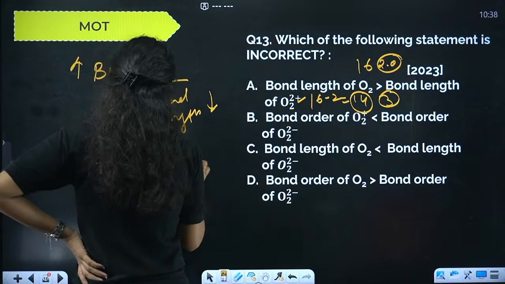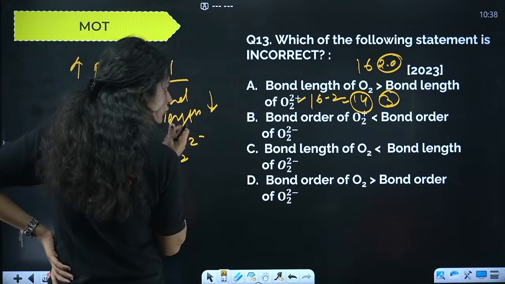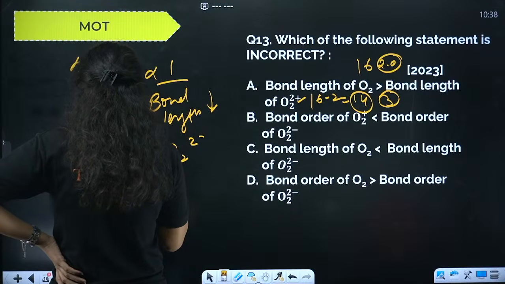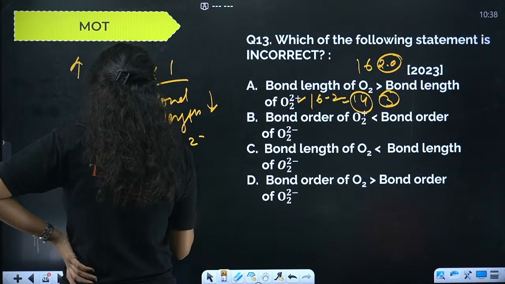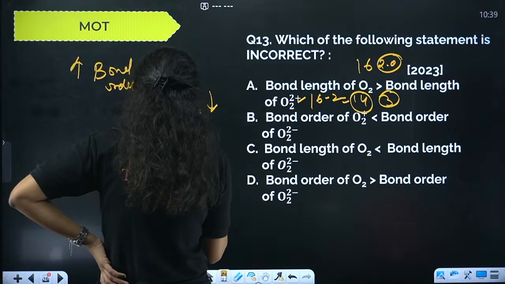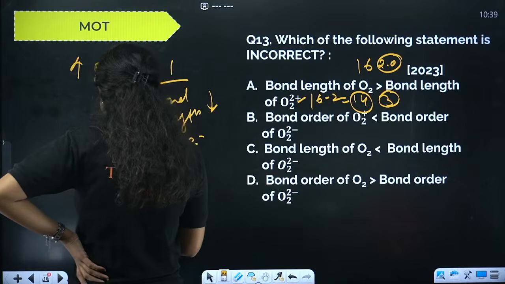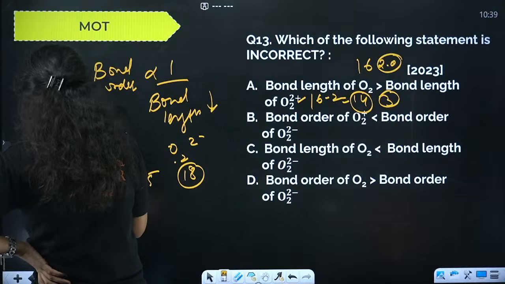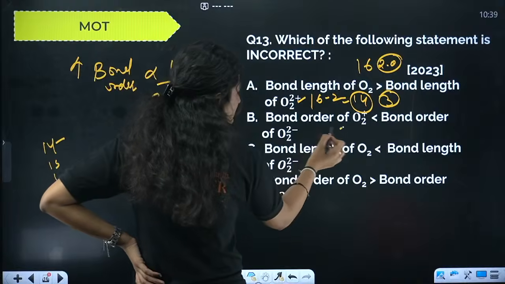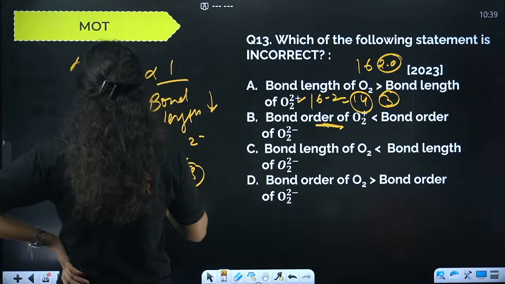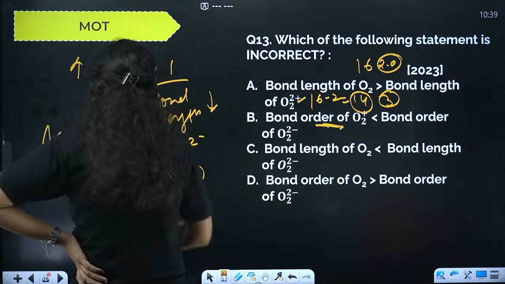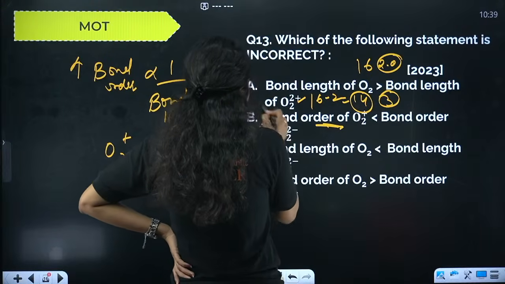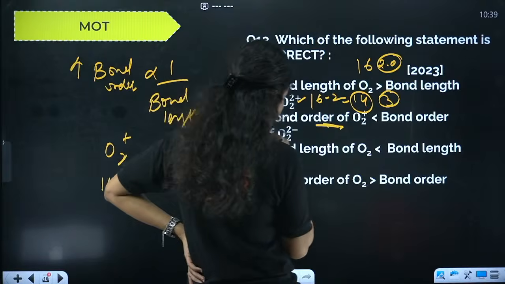O2 positive and O2 2 negative. Bond order we are talking about. So it has 16 minus 1, which is 15 electrons, and this has 18 electrons, okay? Now which has higher? This has higher bond order. O2 positive has higher bond order. This is also incorrect.